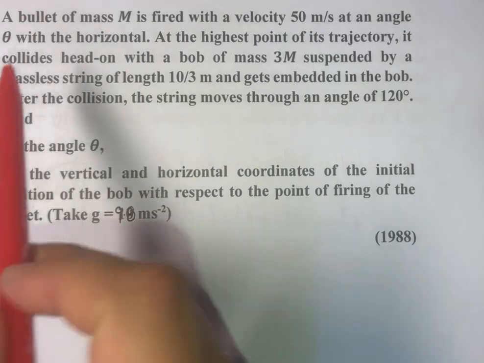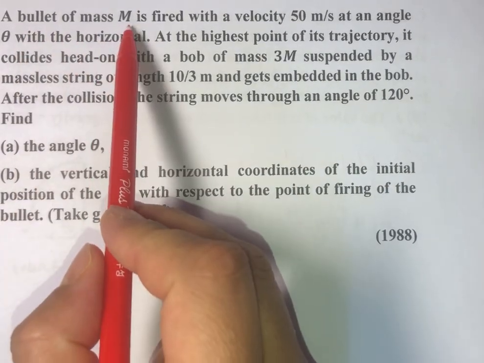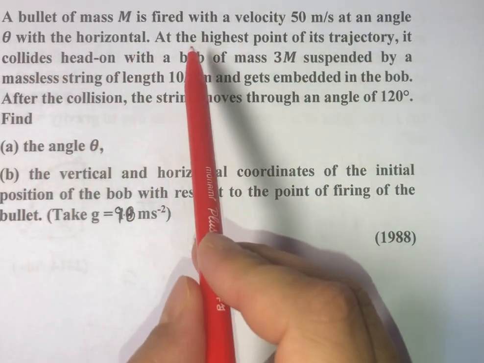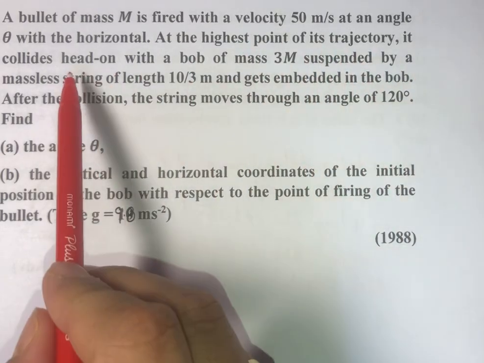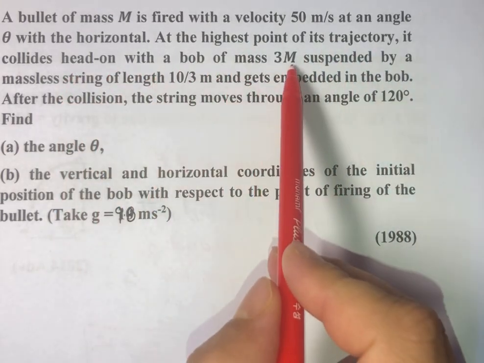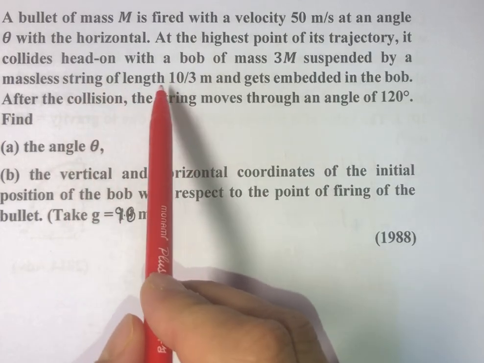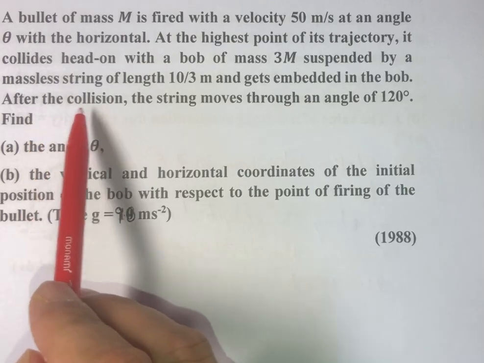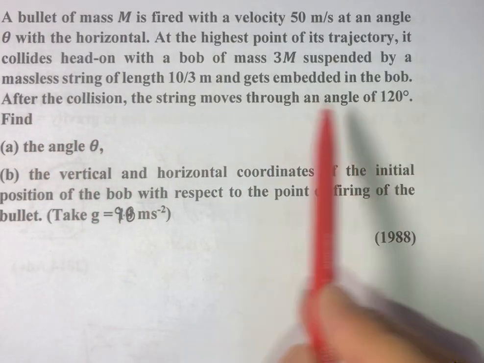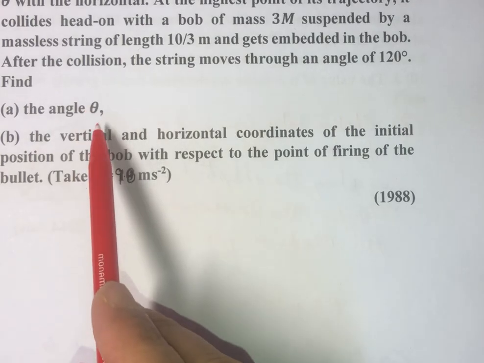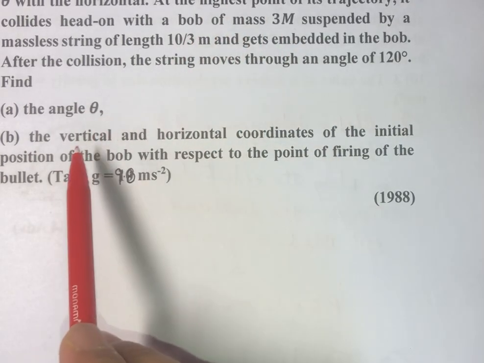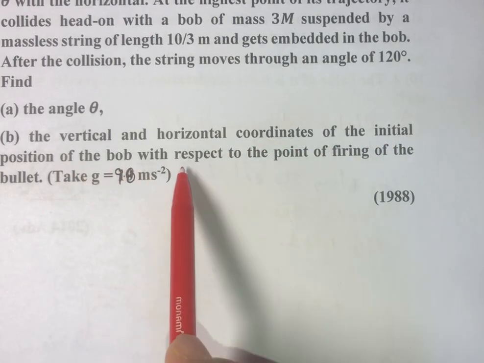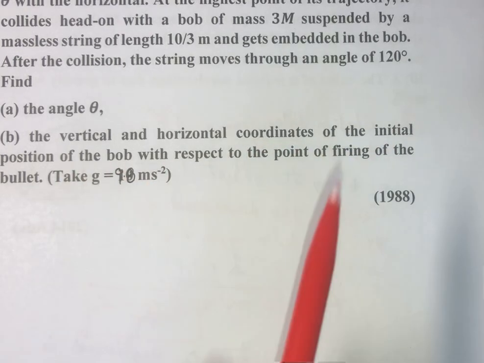Hello friends, in today's question, a bullet of mass m is fired with a velocity 50 m/s at an angle of theta with the horizontal. At the highest point of trajectory, it collides head-on with a bob of mass 3m suspended by a massless string of length 10/3 meter and gets embedded in the bob. After the collision, the string moves through an angle of 120 degrees. Find A, the angle theta, that is the angle of projection, and B, the vertical and horizontal coordinates of the initial position of the bob with respect to the point of firing of the bullet.